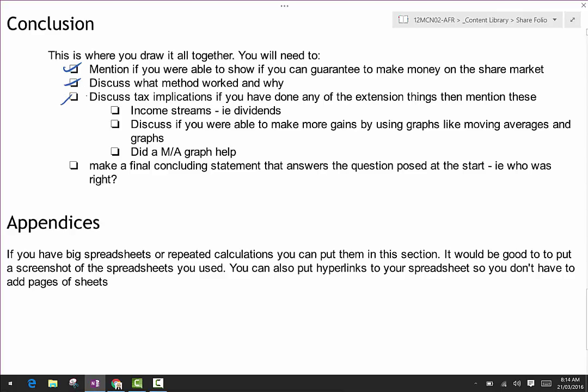You might want to discuss taxation implications, especially income streams. And if you've got graphs that can show that, like a moving average graph, how you used that to make money, and did that actually help? And then your final concluding statement actually has to tell who is right in terms of this project. Who was the one that made the right call at the beginning? Was buying shares at any time and just hanging on to them making sense? Or is it just buying really good shares that makes sense? Or can you predict the market a little bit by using a moving average graph and a few other things? So really that last bit is just drawing it together. Remember, your analysis is probably a bit more detailed. Your conclusion is probably a bit shorter.